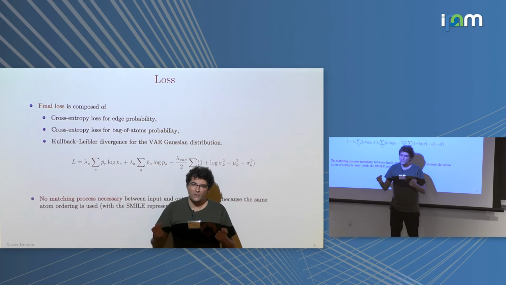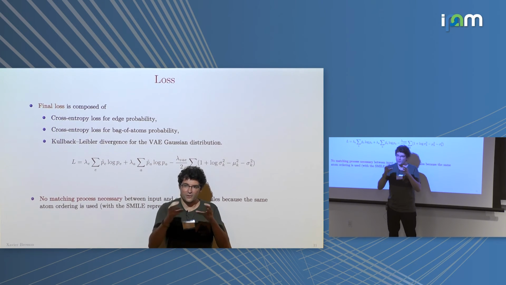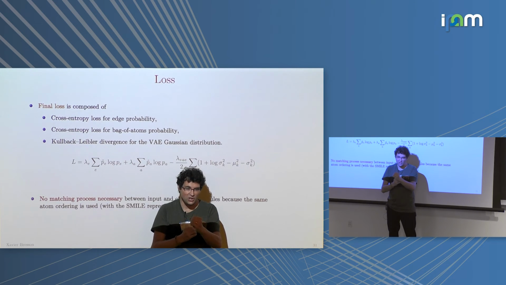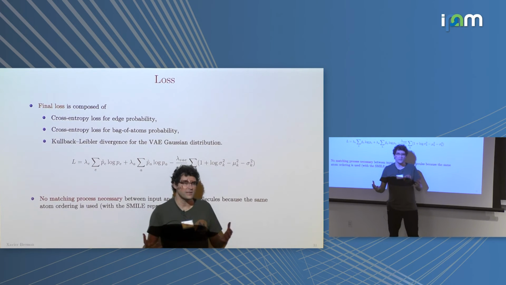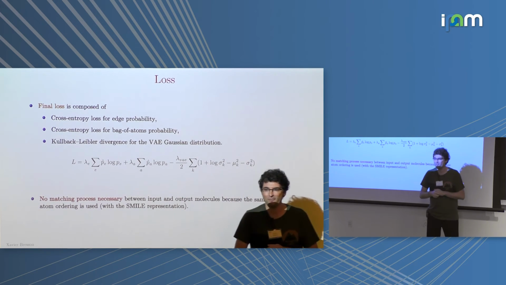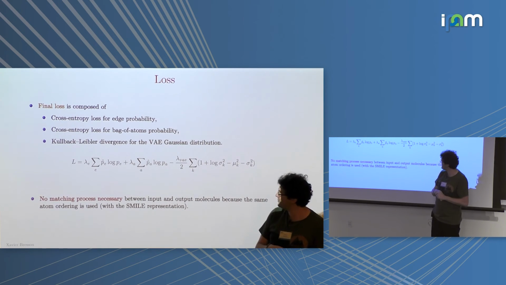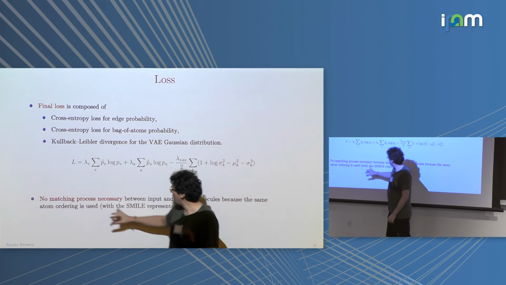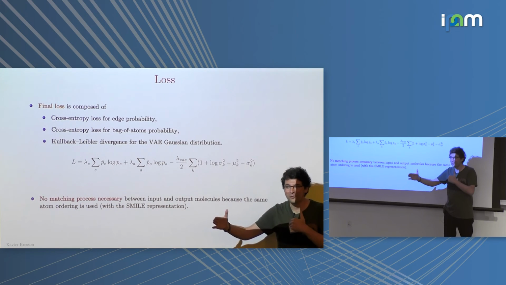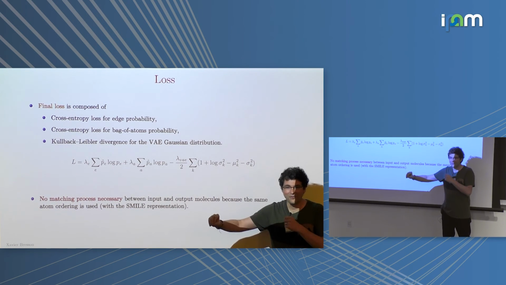So if we want to learn an embedding space for this molecule associated with this property, like energy, then you will have another term like L2 loss on this energy. For example, you want to encode, you want to represent. So we don't have matching to do because we have the same ordering for the atoms for the input graph and the output graph.